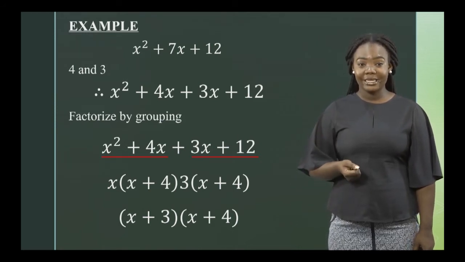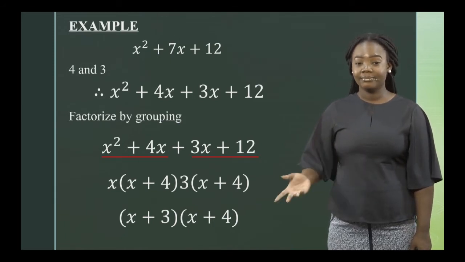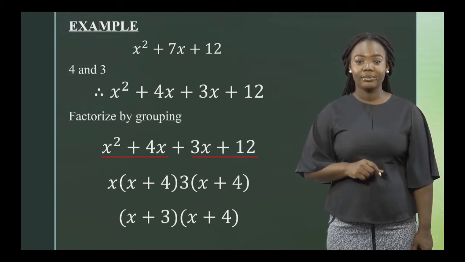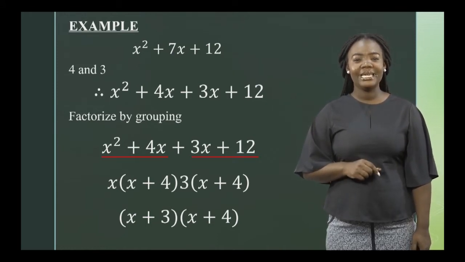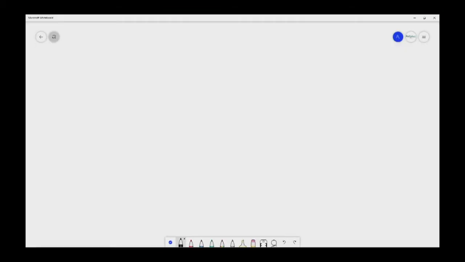So when x squared plus 7x plus 12 is factorized, we will get x plus 3 into x plus 4. Now we're not done. Let's take a look at yet another example. So this example says x squared plus 3x minus 10. Now when we multiply here, we're going to have AC is equal to negative 10.